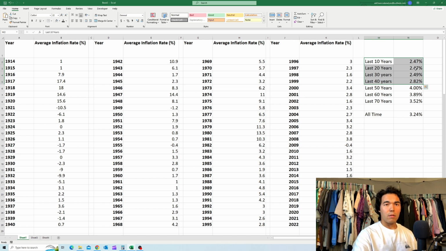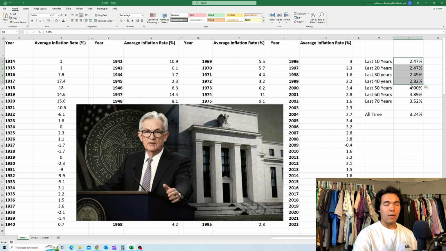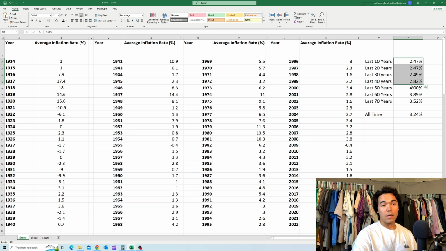The average here is 2.5, let's see, it's 2.53, I think 2.56. Generally speaking, the Fed likes to say that they want to keep inflation between 2 and 2.5% on an annual basis. So that's pretty on par for the last 40 years at least. So for the following examples, I am going to use 2.5% as the annual inflation rate.